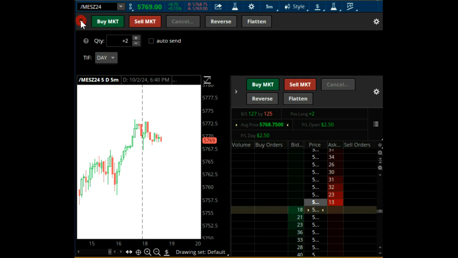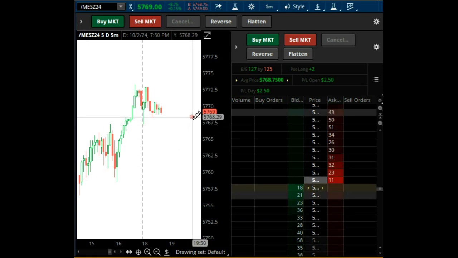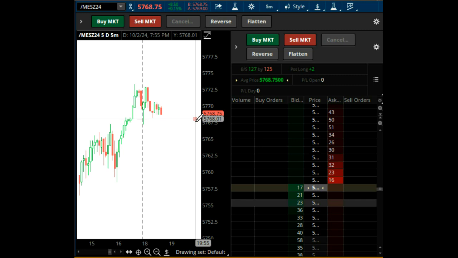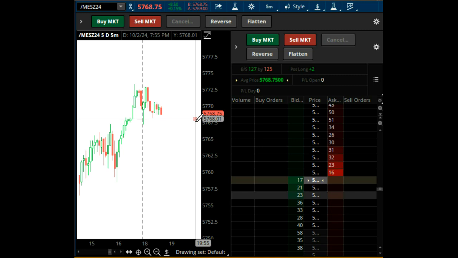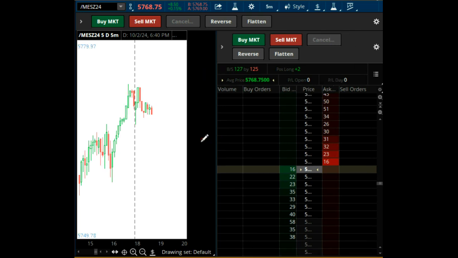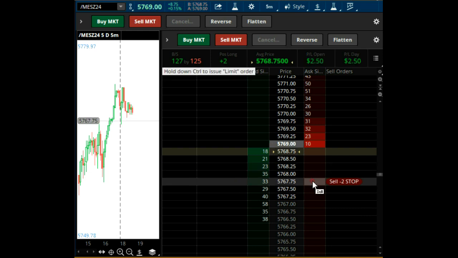We're long two contracts. And we want to put that sell stop around here. All right, so we're long now, and what we need to do is put a sell stop around 68. So we'll take this here, move it all around here, and we put a sell stop.